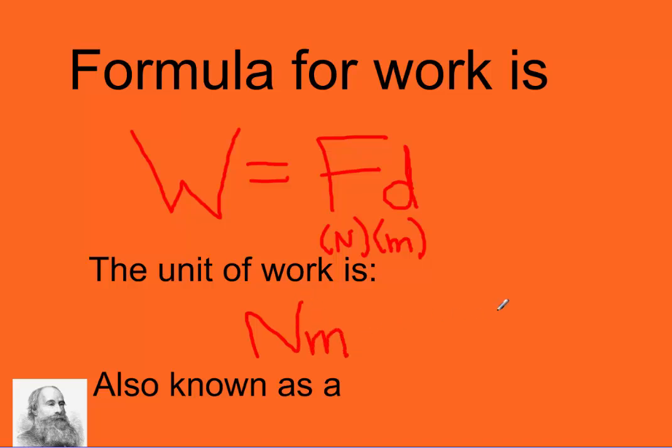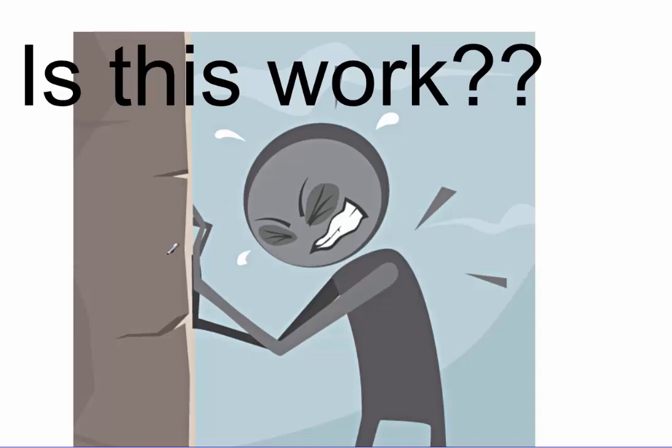Again, if I don't understand what a Newton meter is, that's okay. Just like with a Newton, remember a Newton being a kilogram meter per second squared, and then we call it a Newton. A Newton meter has an easier name, and we refer to that as a joule. Okay, so work is force times distance, and the unit of work is a Newton meter, also known as a joule.